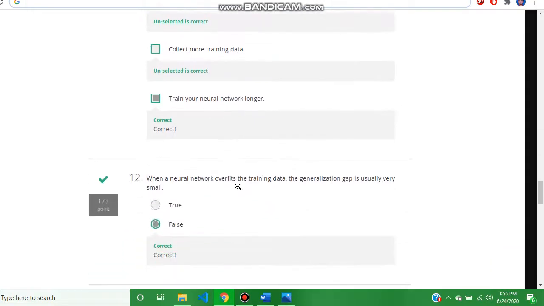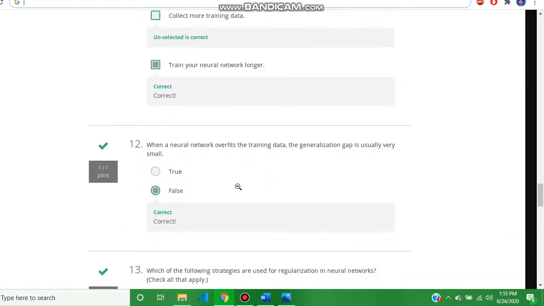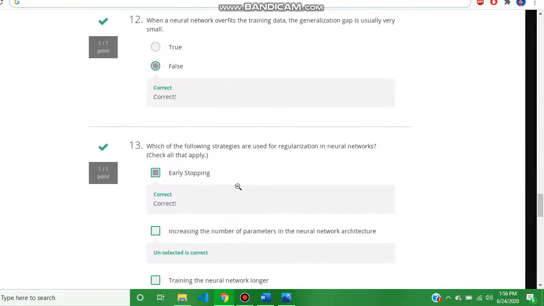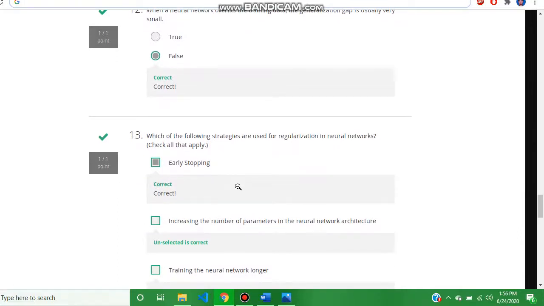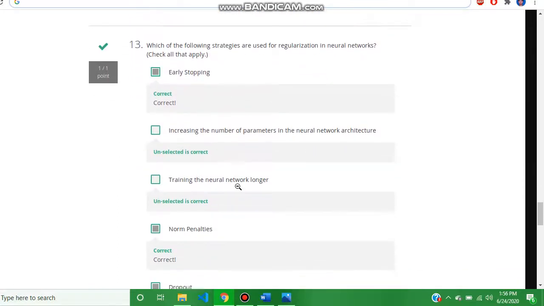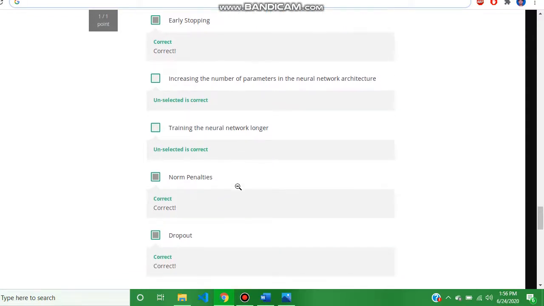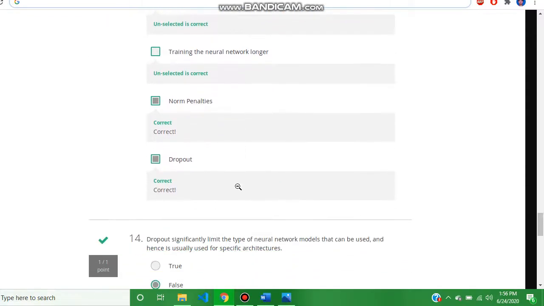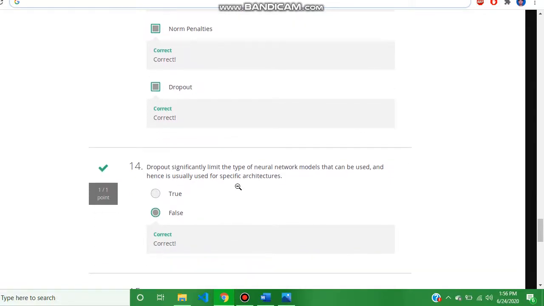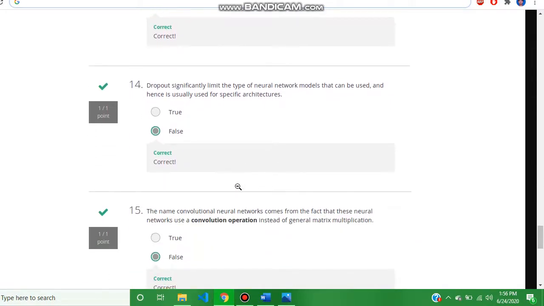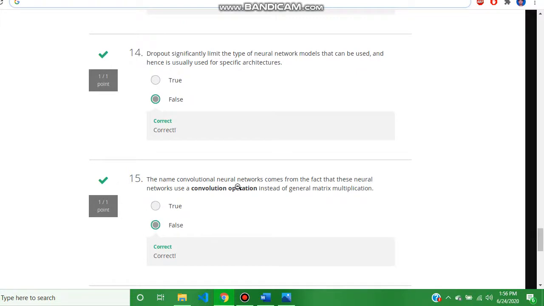And the question number 12th answer is false. And the question number 13th answer is early stopping and L2 penalties and dropout. And the question number 14th answer is false. Question number 15th answer is false.